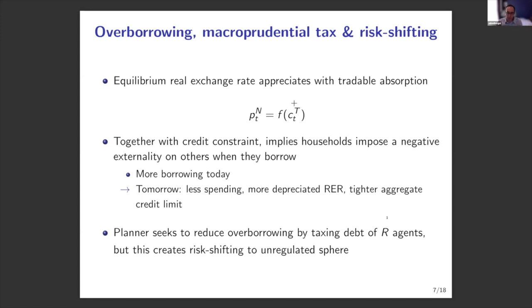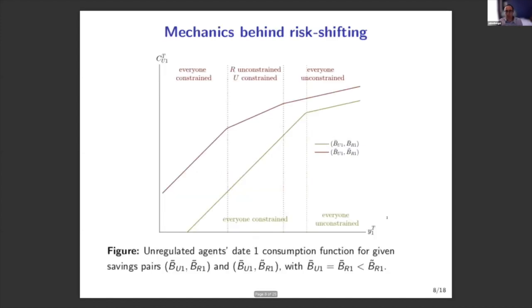So in this context, a planner or regulator would want agents to borrow less. And a standard prescription in these models is to just have the planner tax agents' borrowing so that they borrow less and internalize the externality essentially. So what we'll have here is an incentive that will drive the planner's decision, but we'll have this other set of agents who will react to the tax. Okay, and in particular, there'll be some risk shifting endogenously by the unregulated sphere of the economy. And so I'll show you a little bit how that happens and why that's the case.